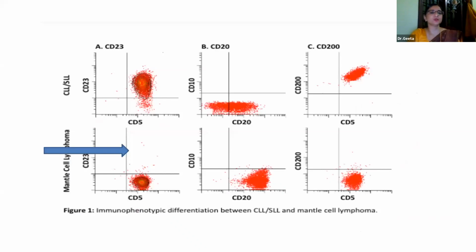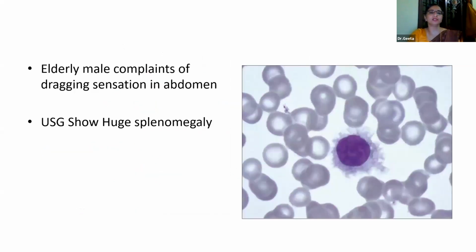So this shows the difference between mantle cell as well as CLL, wherein the mantle cell is only positive for CD5 and CLL is positive for both CD5 and CD23.